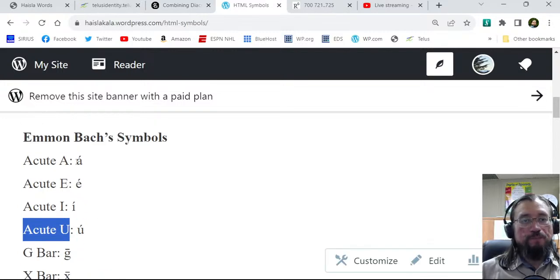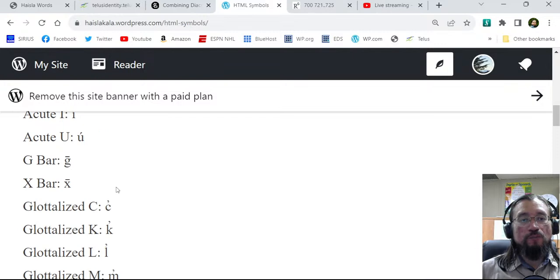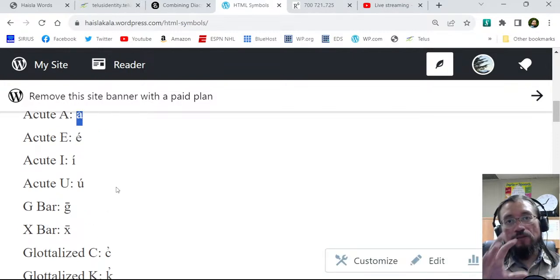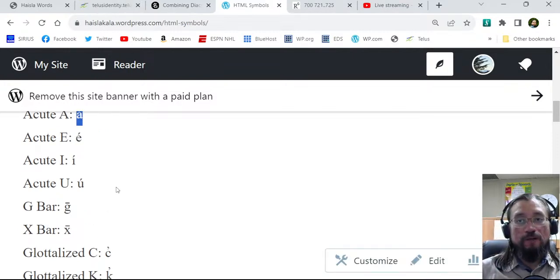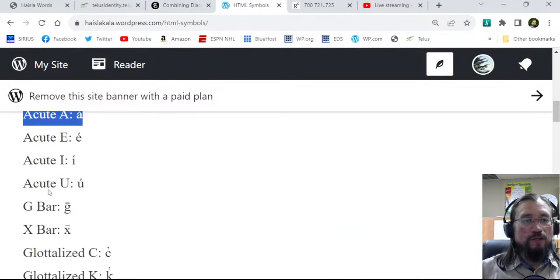So again, keep in mind, this is something that's going to be very helpful for you when learning the orthography. Accent symbols only go over vowels. That's important to keep in mind. There's vowels and there's consonants. So it's very helpful to understand the differences between those. So acute accents go over some vowels. Not every vowel will have them.